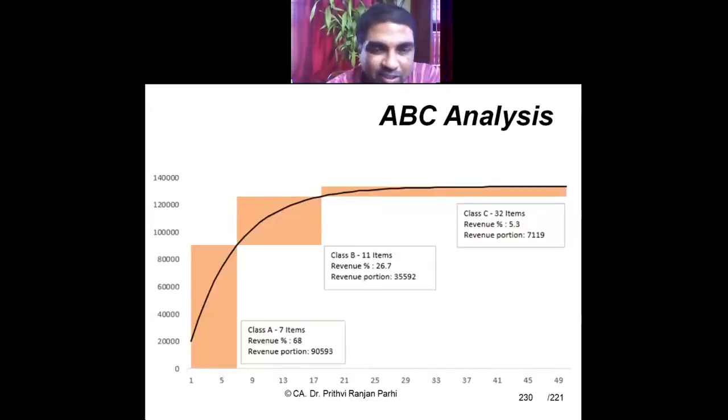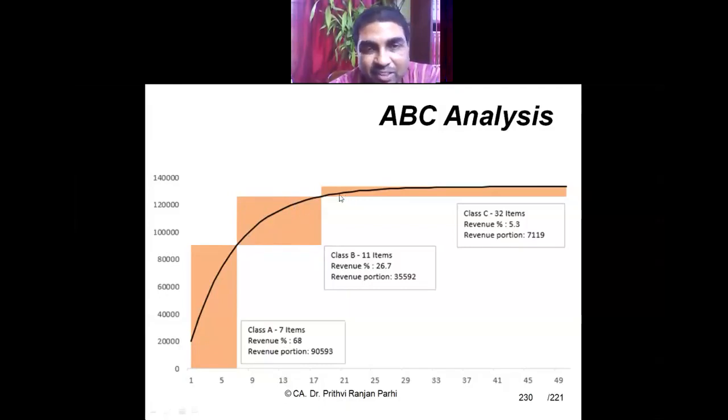To understand that, I'm showing you a chart. Are you able to see this chart now? Yes, sir. Here you see various kinds of inventories. Let us say there are only 7 items, this is the number of items. But if I see the value of these 7 items, it is around 90,000. Only 7 items, so the value is 90,000. Then I'm finding some other items. After the 7, there are 11 items, but the value taken together is around 35,000.